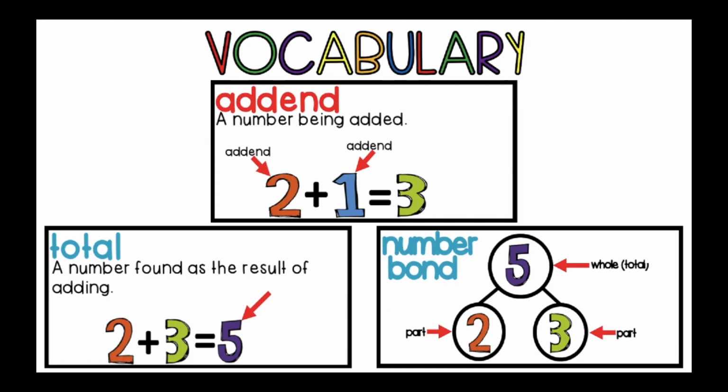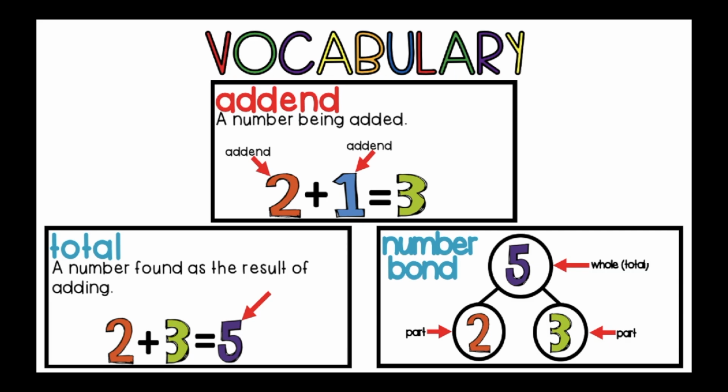Some important vocabulary that you need to know for today's review. Add-in, that is a number being added. 2 plus 1 equals 3. 2 and 1 are our add-ins. Total, that is a number found as the result of adding. So in 2 plus 3 equals 5, 5 is our total, or also our whole.